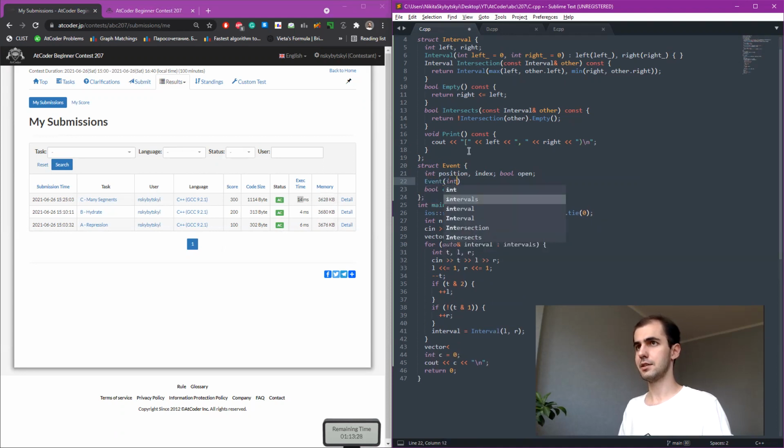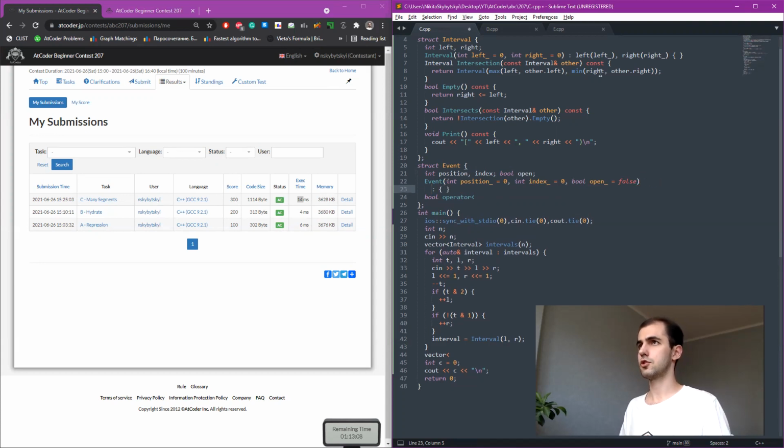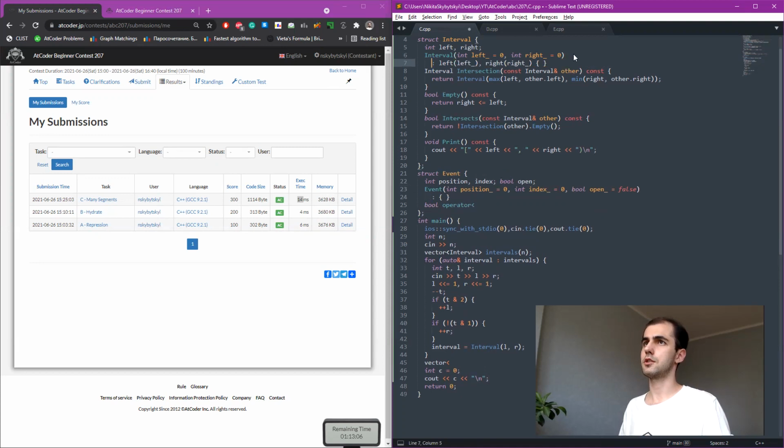Now I don't think that I actually need to write it, but this constructor, I'm not really sure. This should, yeah, that's actually awesome. Looks nice here.